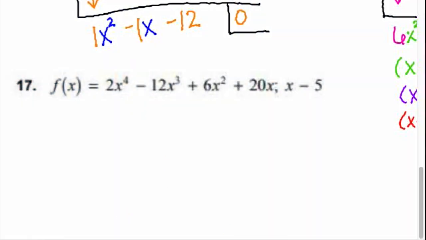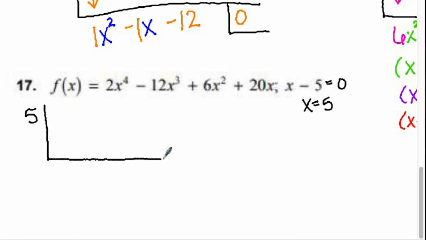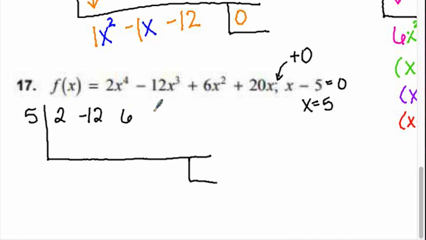One more example, similar concept. I just kind of want to continue to work and make sure that you guys are good with these problems. So again, x minus 5 equals 0, so x would equal 5. So our divisor is 5 on our synthetic division problem. Okay, look for placeholders. So we have 4, 3, 2, 1. There's not a constant of 0, so we're going to put plus 0 back here at the back, just in case. Then pull your coefficients, 2, negative 12, 6, 20, and 0.